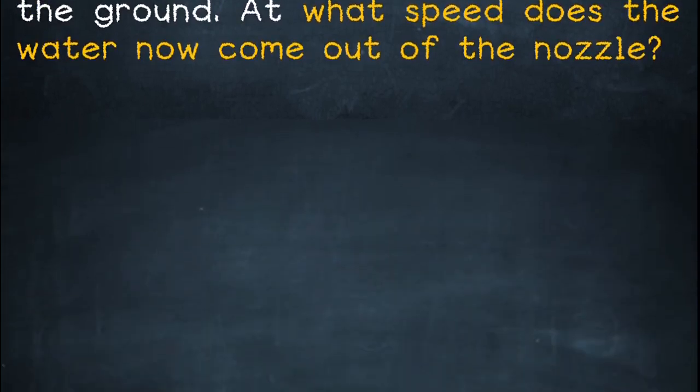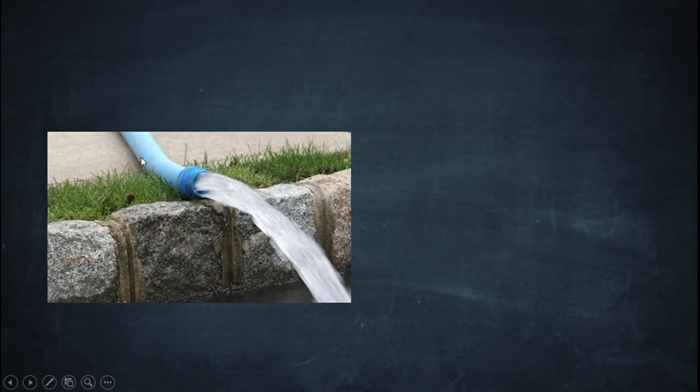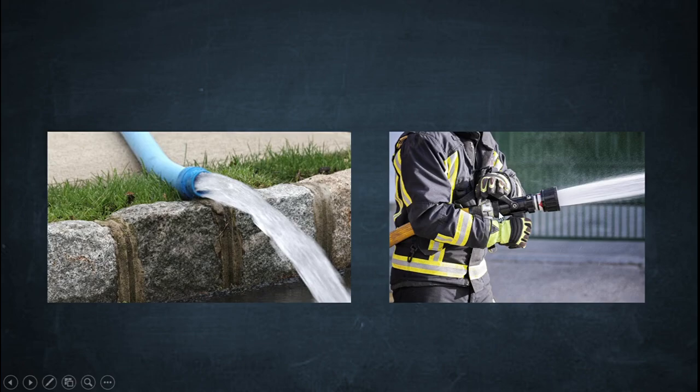Basically, the situation given to us is a pipe lying on the ground, and the speed with which the water is coming out of it is 5.4 meter per second. Now, the pipe has been lifted to a height of 1.3 meter. We have to find the speed with which the water is coming out from the pipe now.